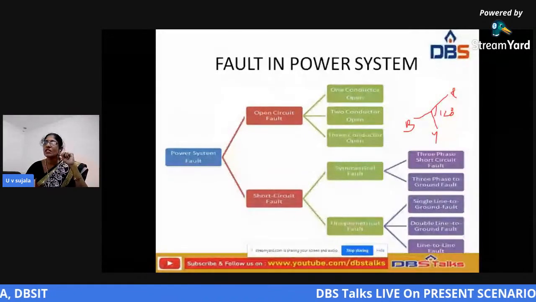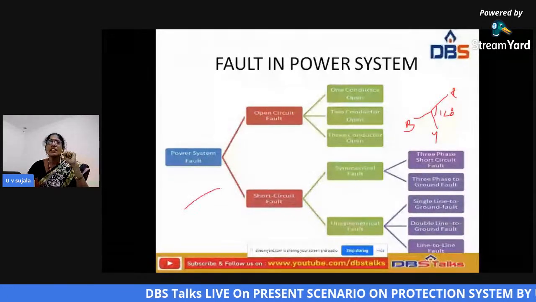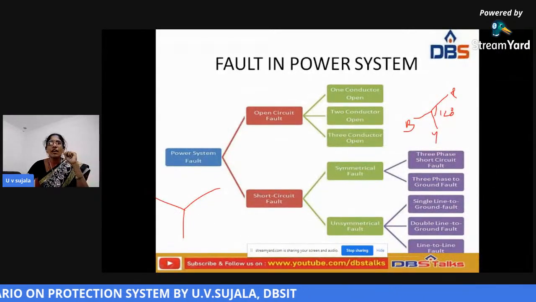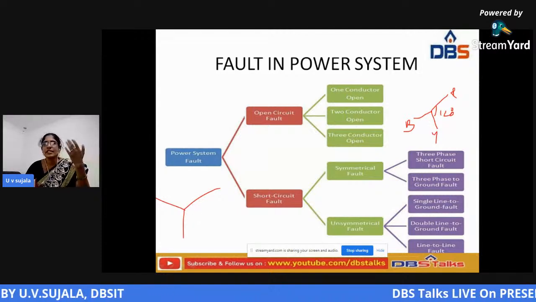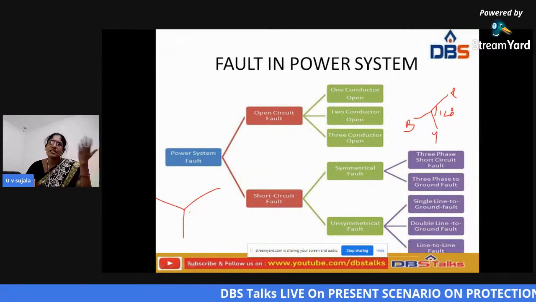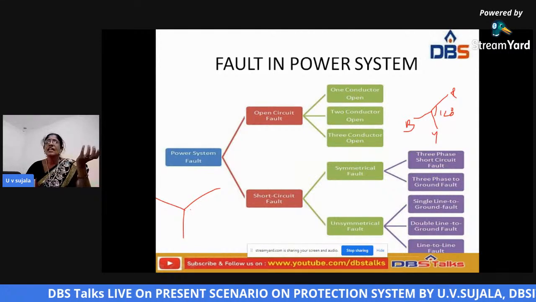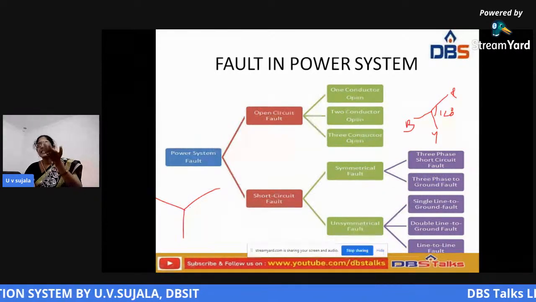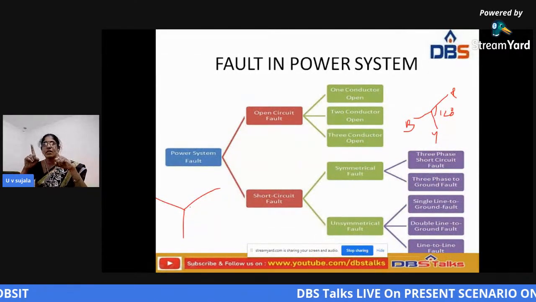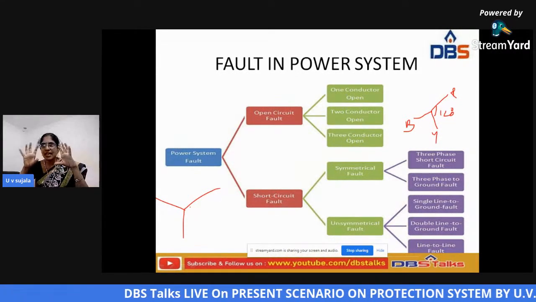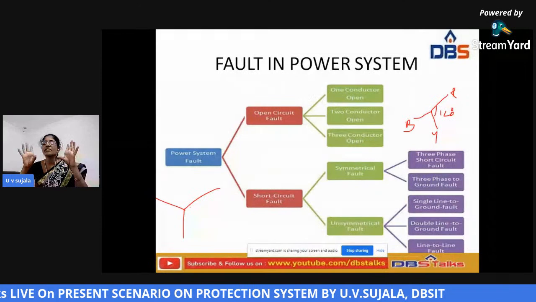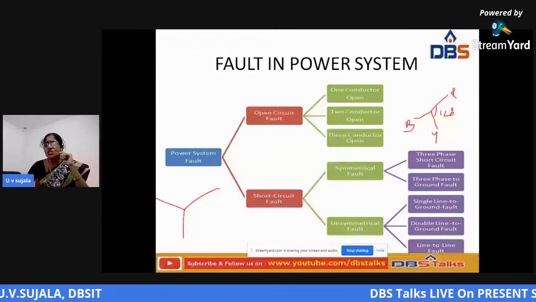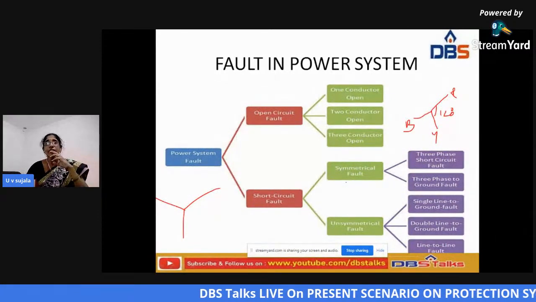But an unsymmetrical fault means the three phases are not equal; one phase may be some 90 degrees, another some 12 degrees, whatever, the phases are not equal. Then we say that is the unbalanced system. Balanced means the same magnitude with 120 degrees phase difference, but unbalanced is a different system. So symmetrical faults are very dangerous faults.